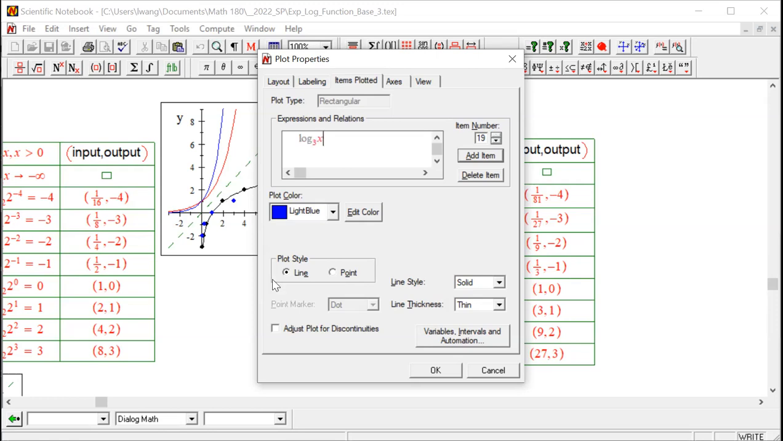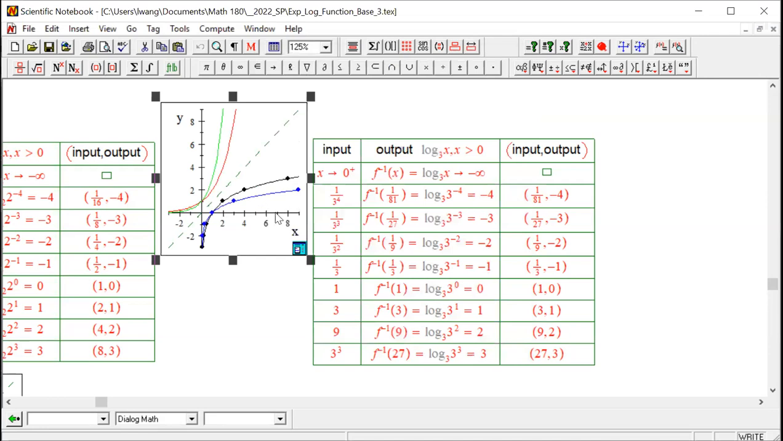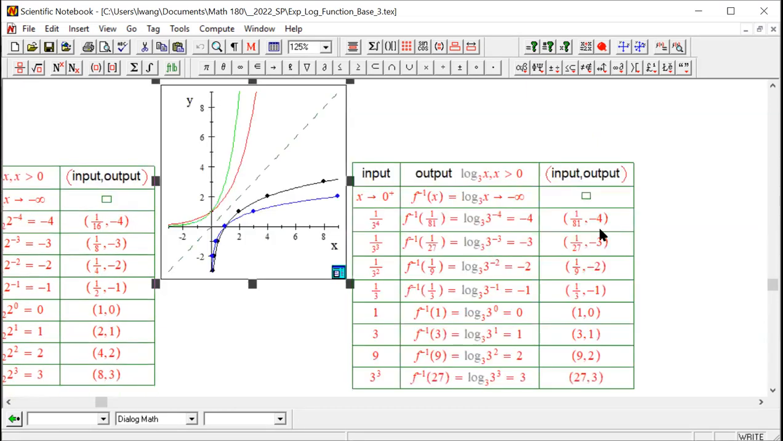of x. This time it will show, okay? And you can see the black and the red are inverse to each other. And the green and the light blue are inverse to each other. Let's mark these curves, right? So we know so much about it. They have such similar properties.